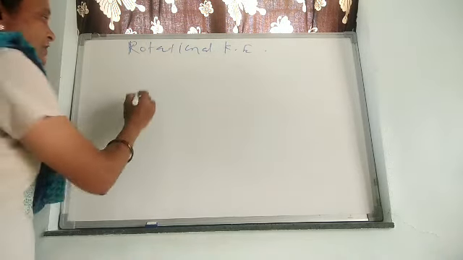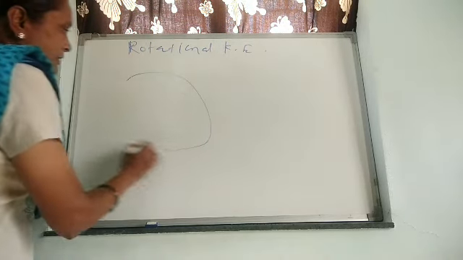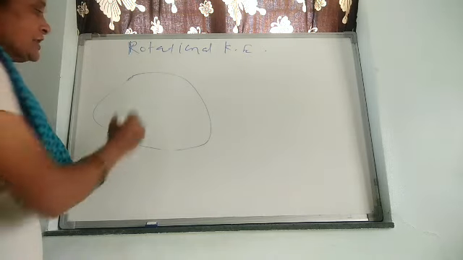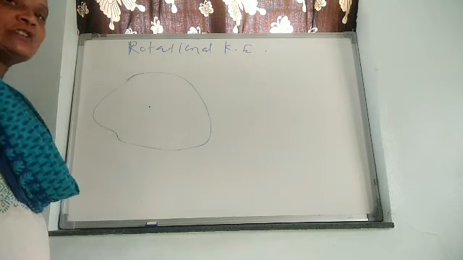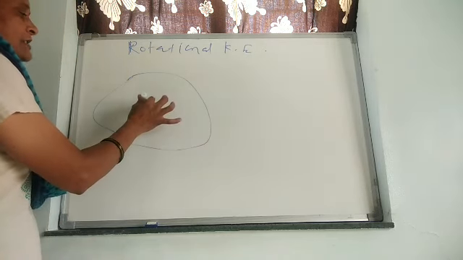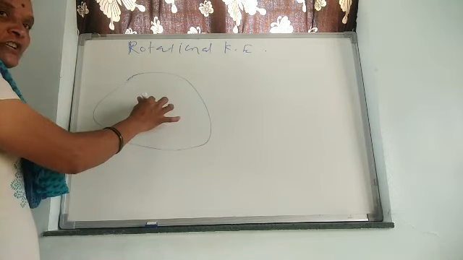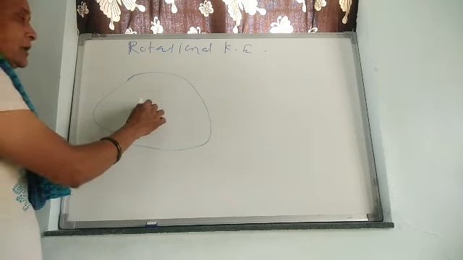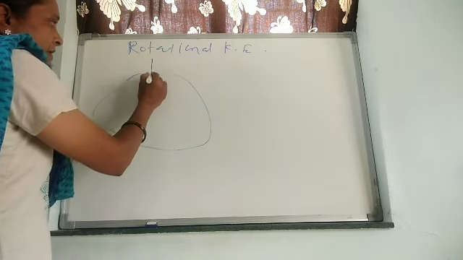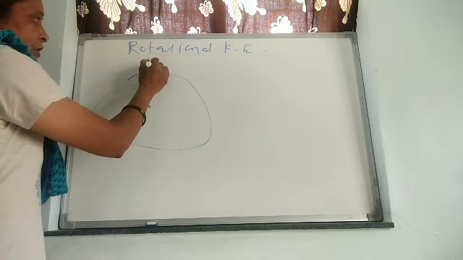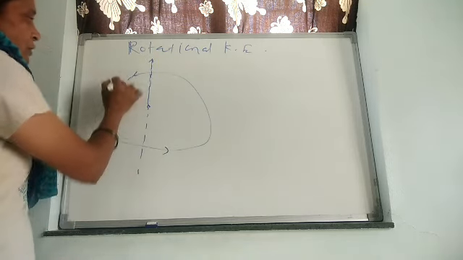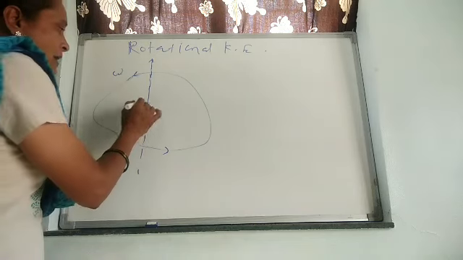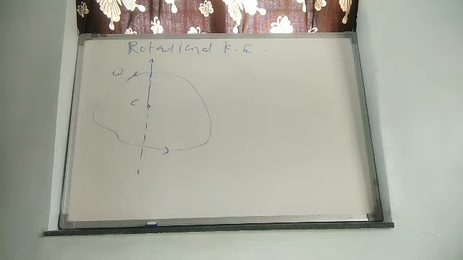Consider a rigid body that rotates about an axis. This is the axis of rotation. The axis of rotation passes through the center and is perpendicular to the plane of the figure. Now, this rigid body rotates with a constant angular velocity omega about an axis passing through its center and perpendicular to its plane.